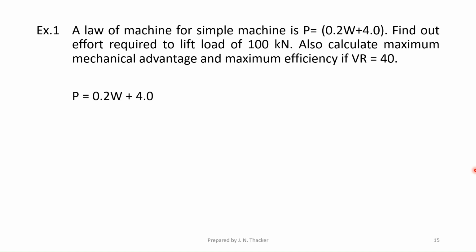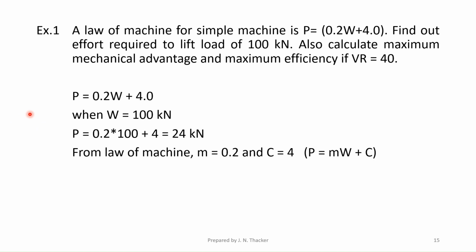P is equal to 0.2 W plus 4. Now what is the load you need to find effort for this? 100. So we will put W is equal to 100 here. So when W is equal to 100 kilonewton, P is 0.2 into 100 plus 4. So we get the effort required as 24 kilonewton. That means 24 kilonewton effort will lift a load of 100 kilonewton in this machine.